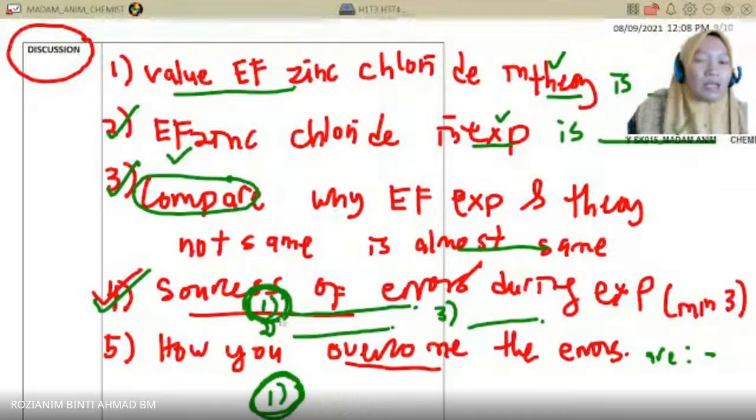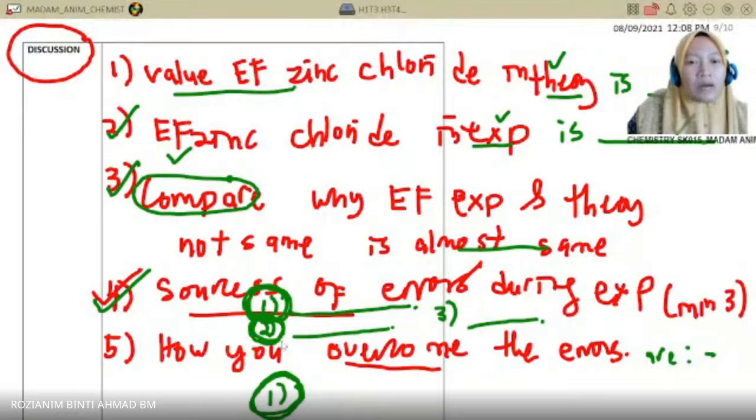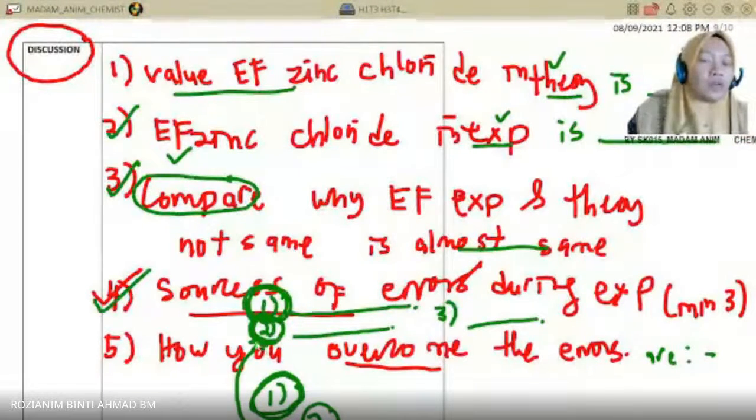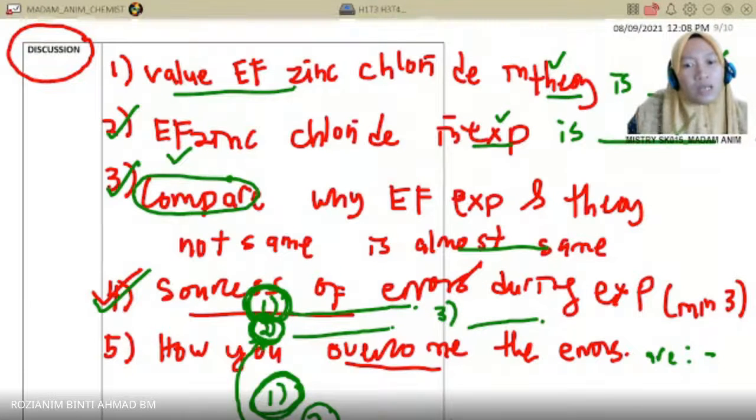So, dia mesti relate lah. Contoh, kalau you buat error nombor 2, you kata zinc chloride compound is melt. Contoh, melt. So therefore it will affect the data of the experiment. So overcome nombor 2 mesti menjawab kepada error nombor 2. So macam mana? So kita kena make sure lah pemanasan tersebut carefully dan to ensure pemanasan tersebut tidak overheating. Dia mesti relate. Dapat? Minimum 3 error dan 3 overcome the error. Okay. Overcome the error maksudnya precaution during the experiment.